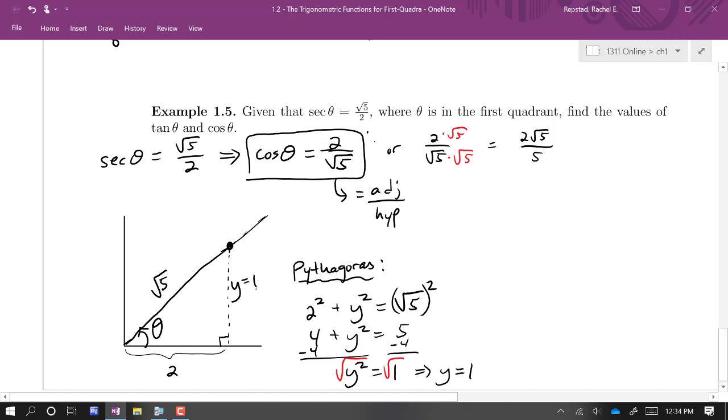So we know that y is equal to 1, and now we can use SOHCAHTOA to get the value of tangent. Tan theta, opposite over adjacent, is 1/2. And there's the other value they asked us for.